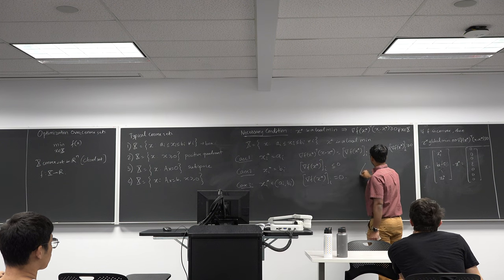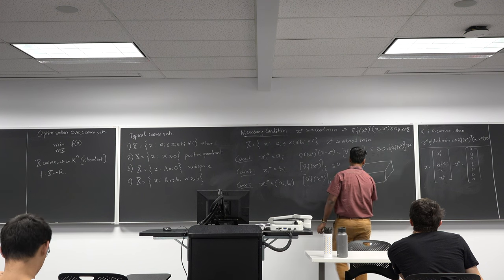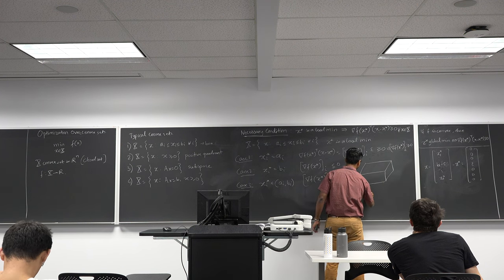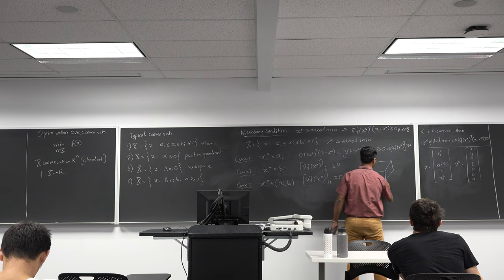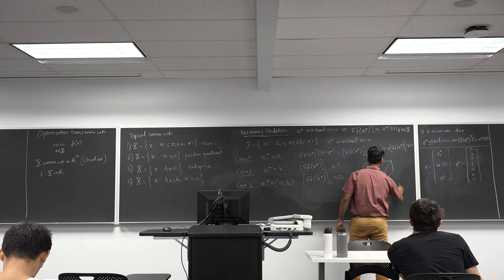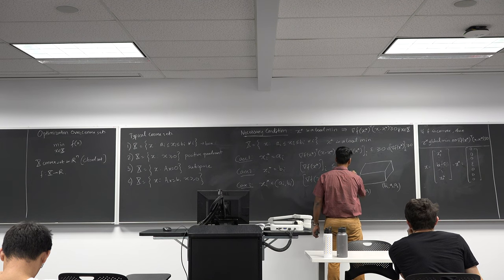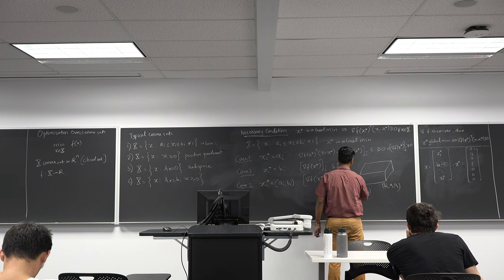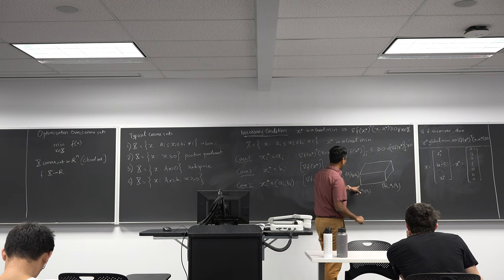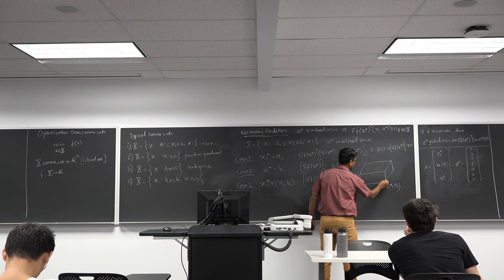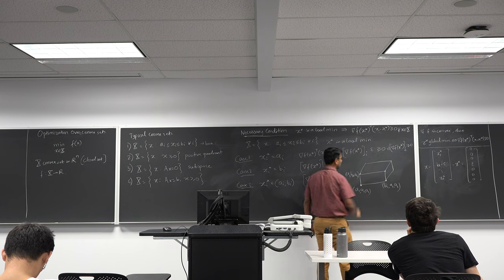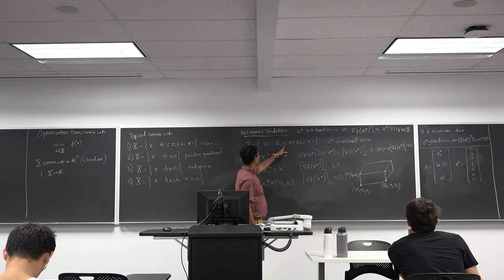So going back to the figure, this point is A1, A2, A3. This will be B1, A2, A3. This will be B2, A3, and so on and so forth. So these are all the coordinates, and these points lie within the set itself. So the vertices are part of the set. That's why you have this equality sign here.